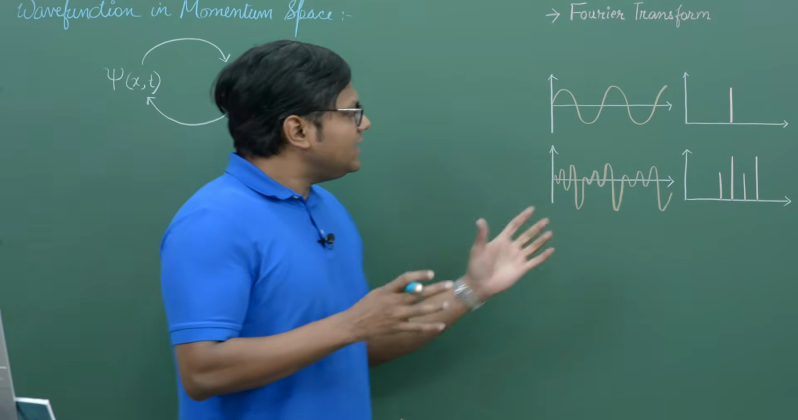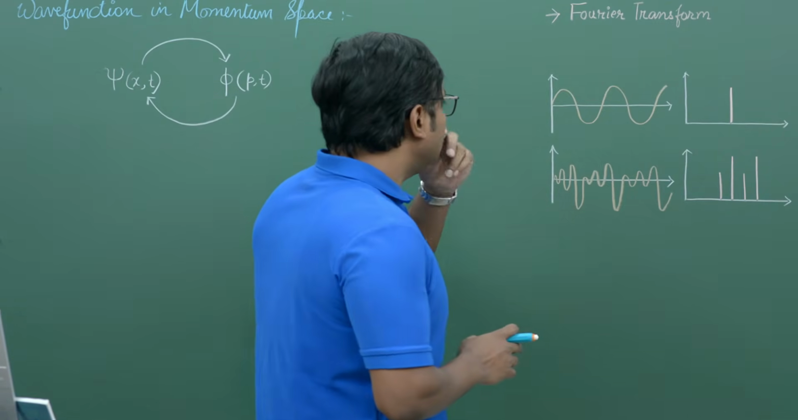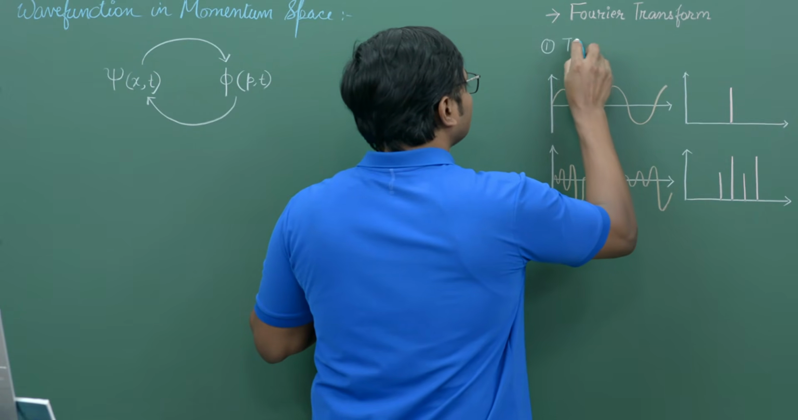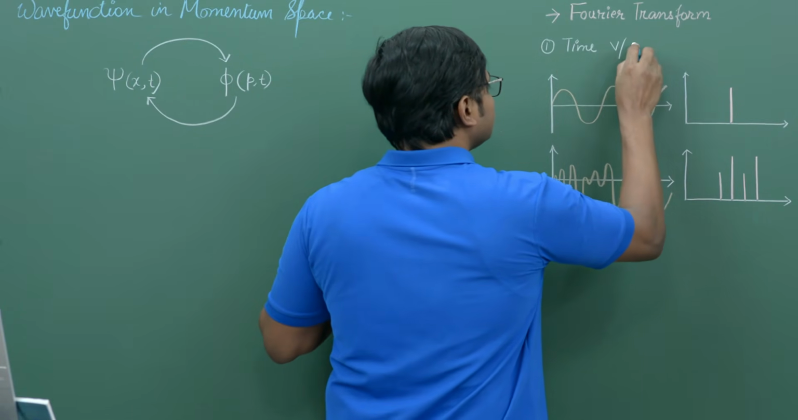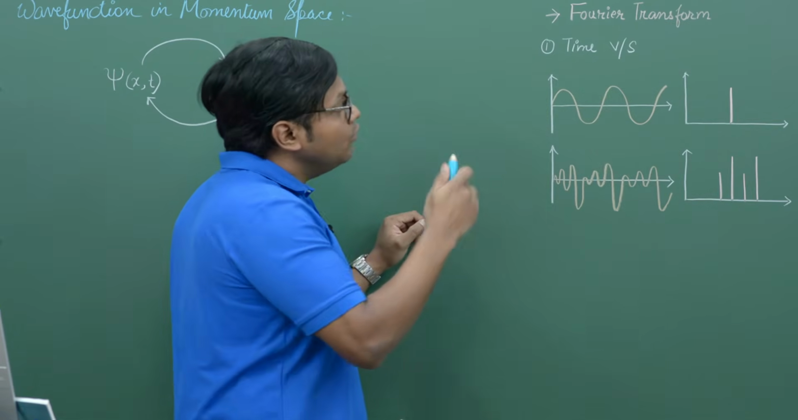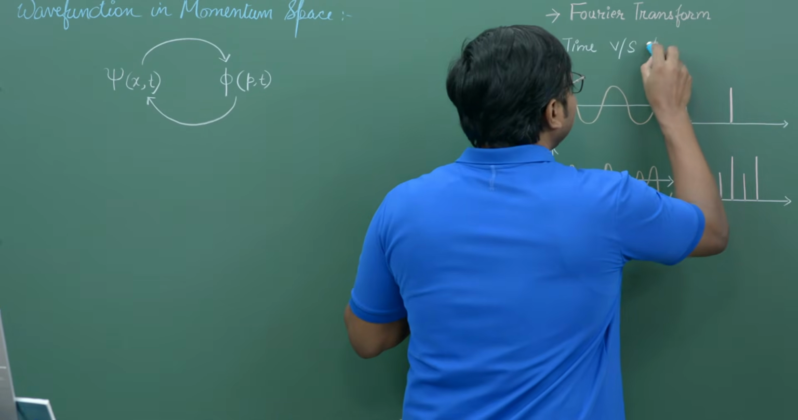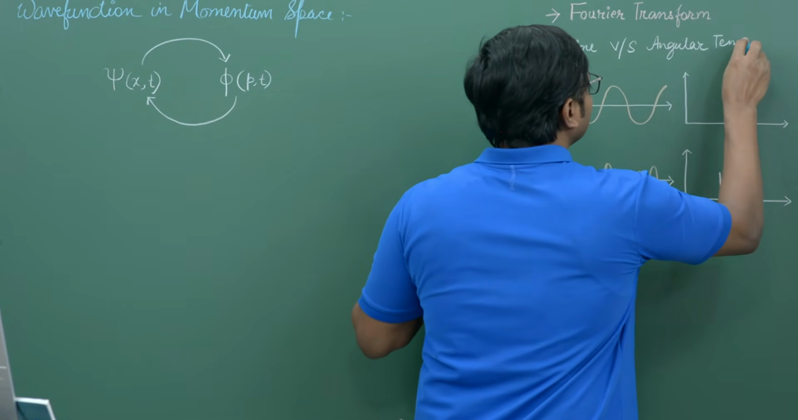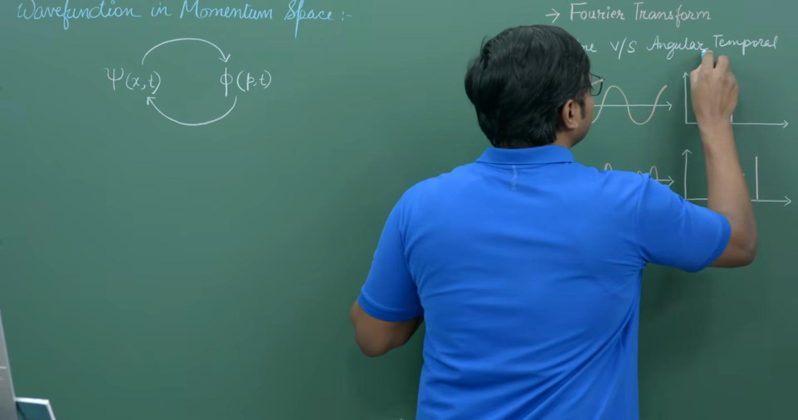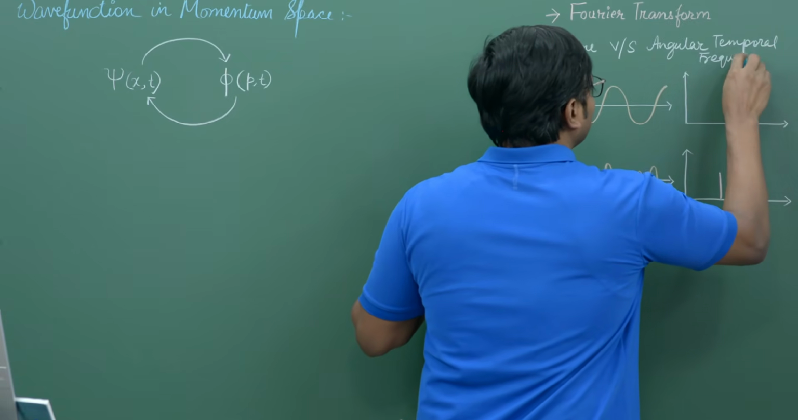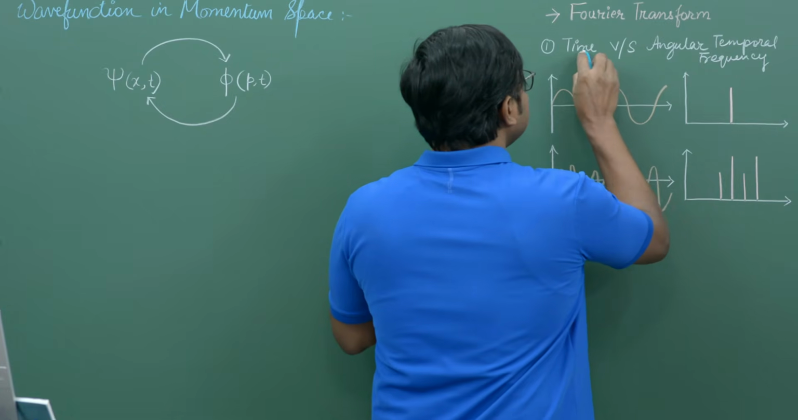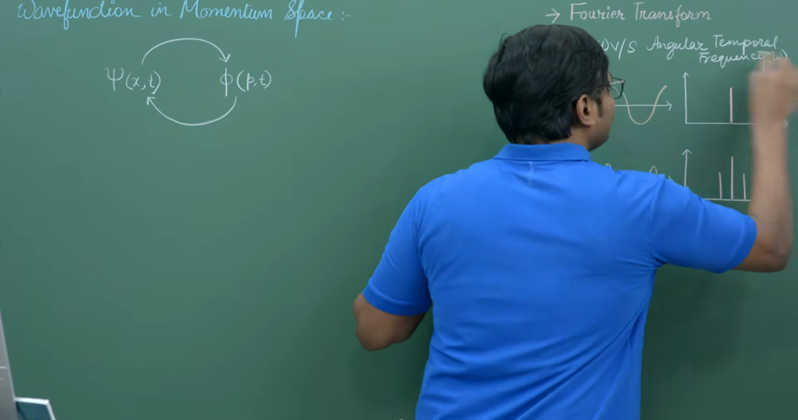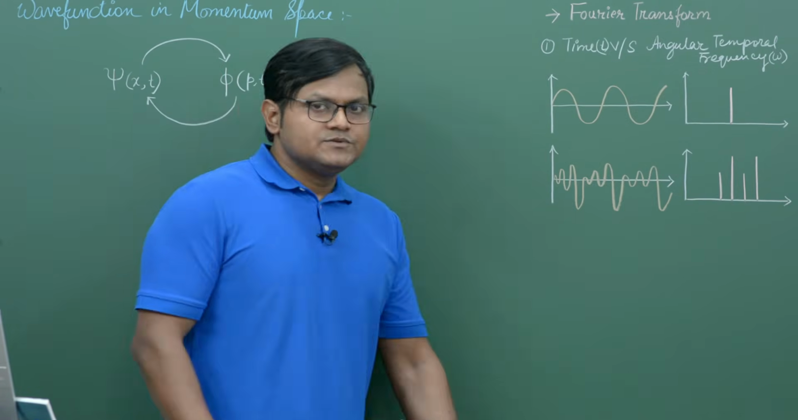For example, here I have a Fourier transform between, let's suppose, the time domain versus the angular temporal frequency domain. So, what is the time domain? Time is t. Angular temporal frequency is omega. So, what is omega here?